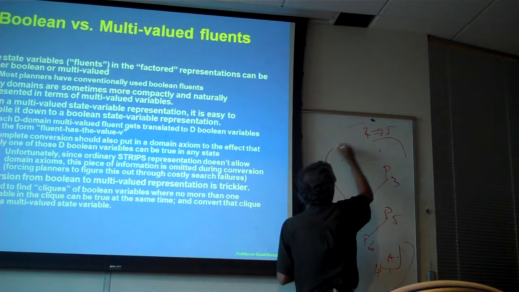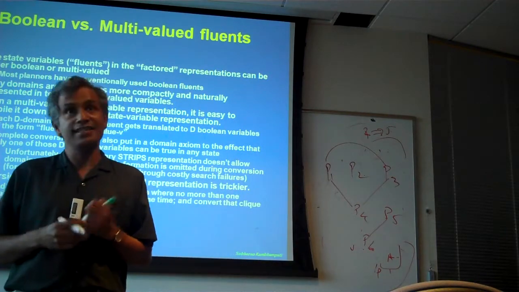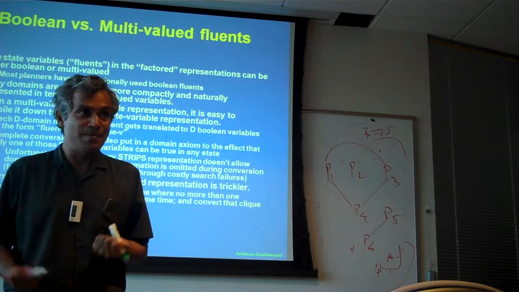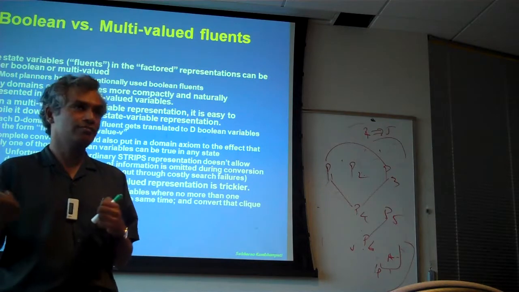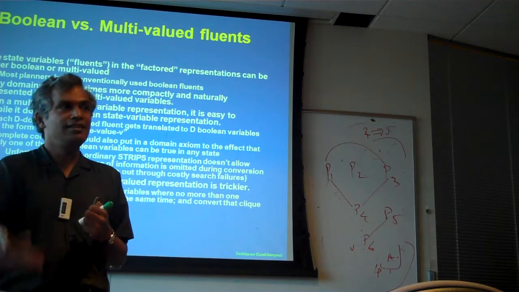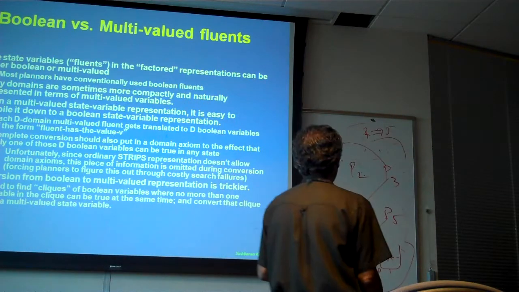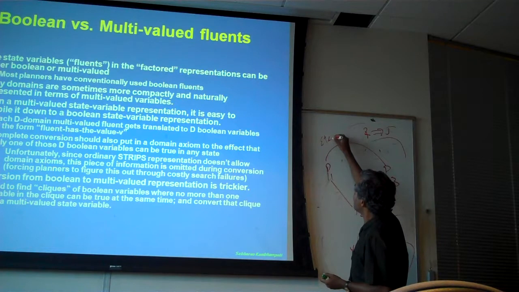Okay? Now, if I have those 3 links, then that's a clique. If it's a clique, that basically means it's really a single state variable with 3 different values. That's how they'll actually recompute it upfront. Before the search starts, they will find these eternal mutexes, right?